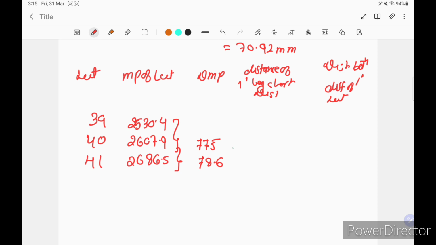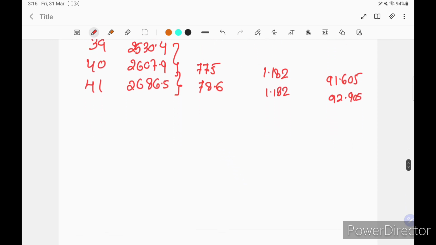Whatever we calculated as the chart distance of 1 minute longitude in mm, 1.182, 1.182, is used here, and the distance between difference of 1 degree latitude is 91.605 and 92.905. This much is clear.